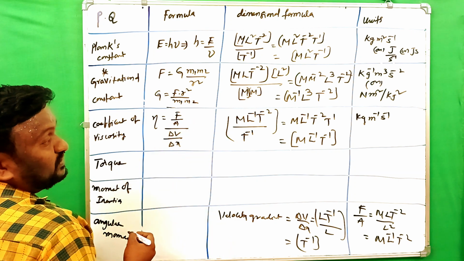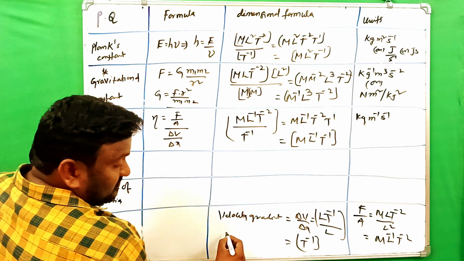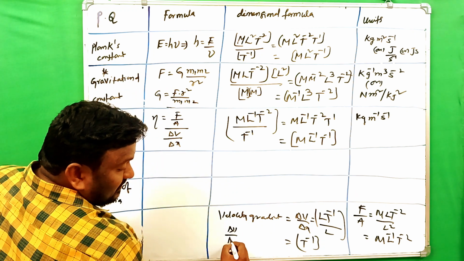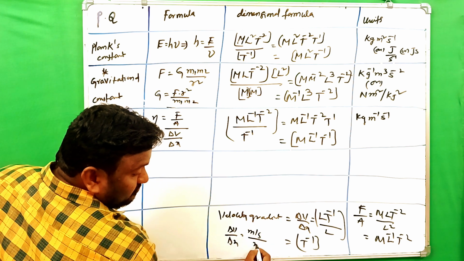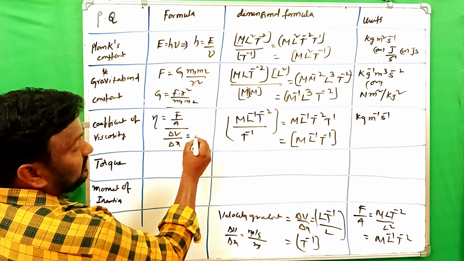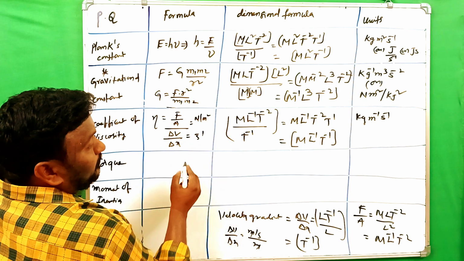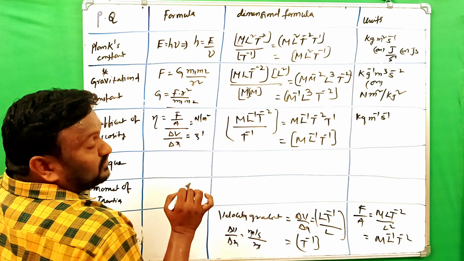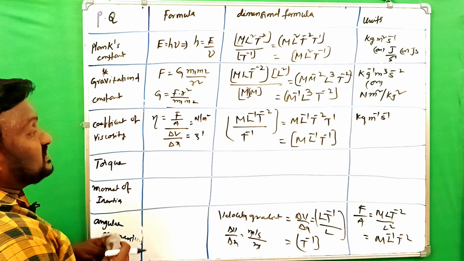Newton per meter square. Delta V by delta X: meter per second by meter. Meter cancels, second inverse. So Newton per meter square into second gives the dimension units of the coefficient of viscosity.